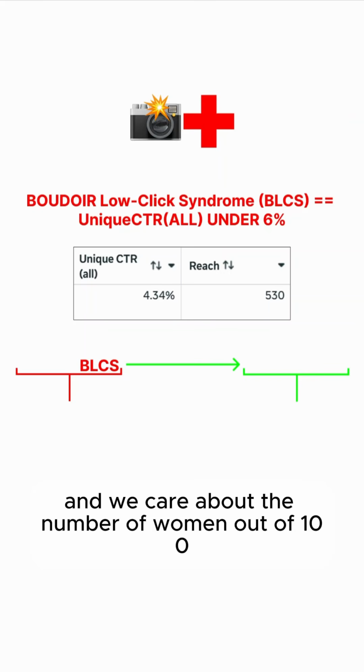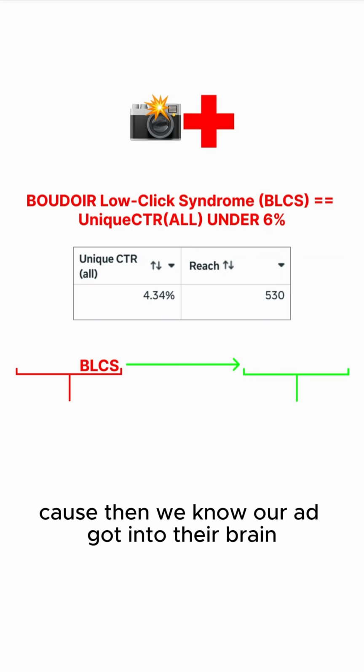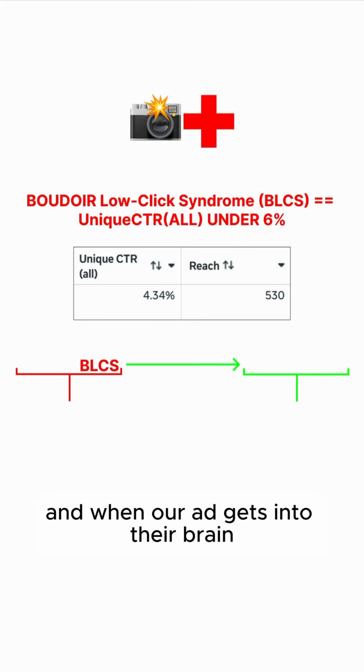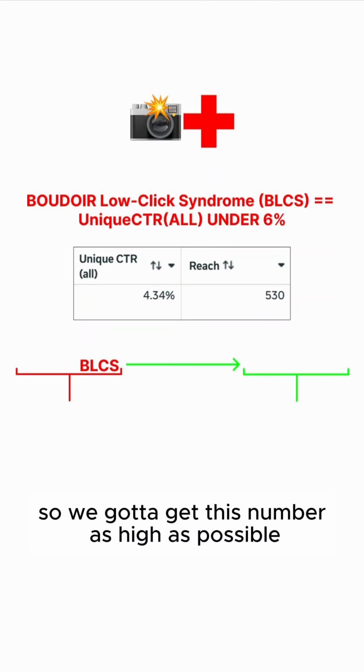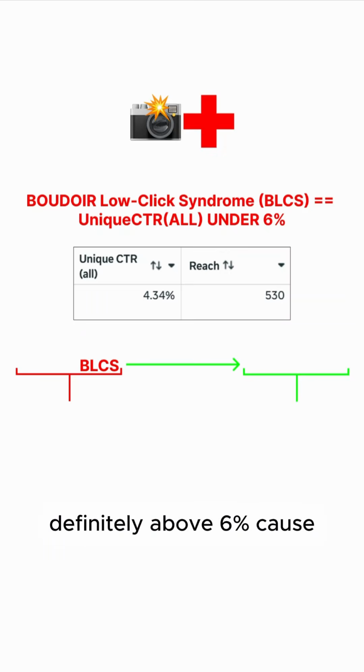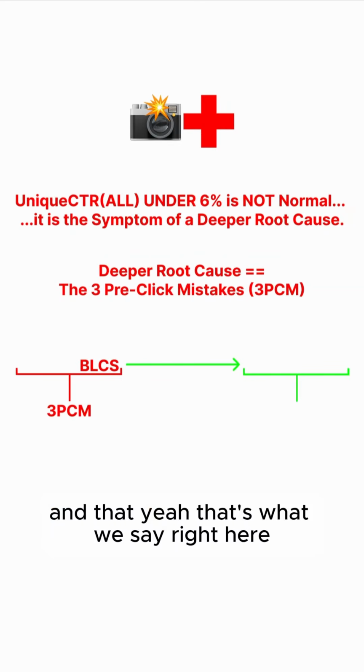And we care about the number of women out of 100 clicking somewhere on our ad, because then we know our ad got into their brain. And when our ad gets into their brain, that's literally the only chance we have at them buying from us. So we got to get this number as high as possible, definitely above 6%, because under 6% means we got some deep-seated problems in our ad.